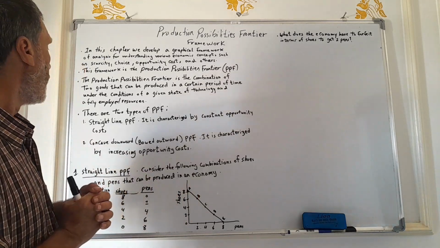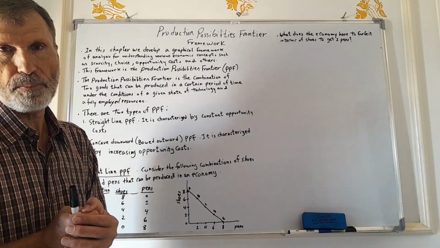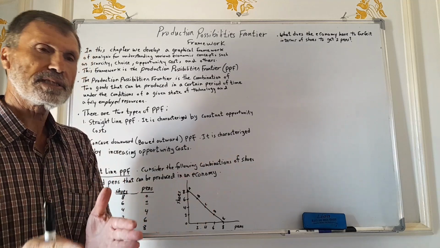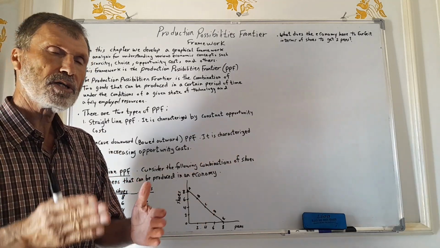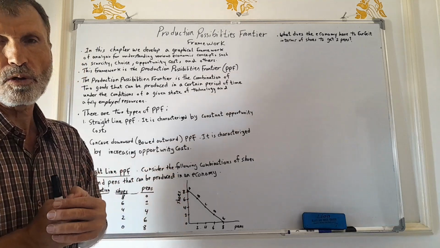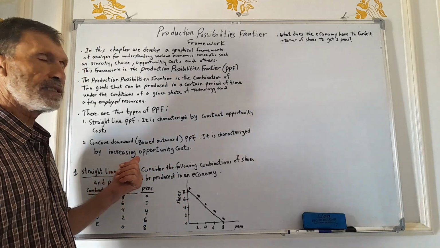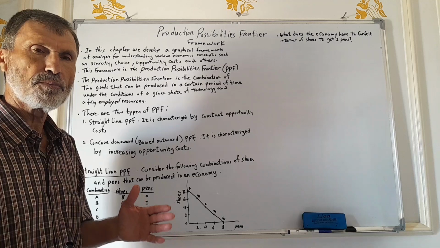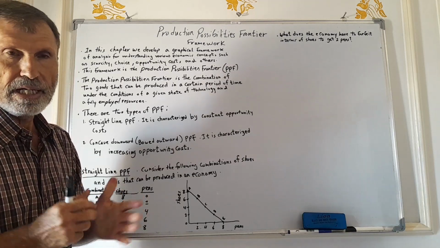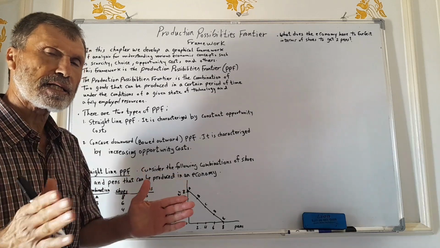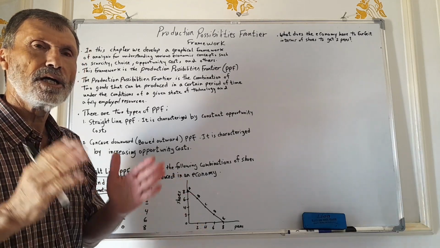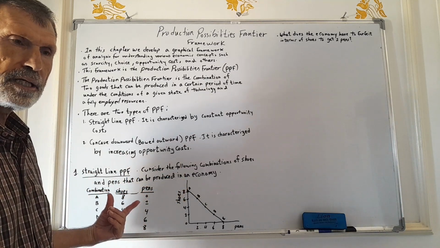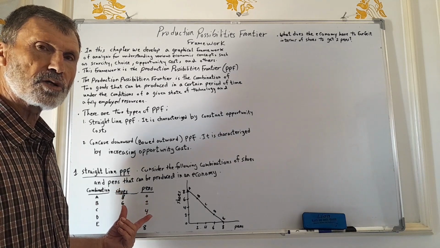Now, of course, we have two types of PPF. We have a straight line PPF, which is characterized by constant opportunity cost, and we have a concave downward, or bowed outward, PPF, which is characterized by increasing opportunity cost. So we're going to analyze both types of PPF. Let's start first with the straight line PPF, which is characterized by constant opportunity cost. So here we give an example to illustrate what constant opportunity cost means.